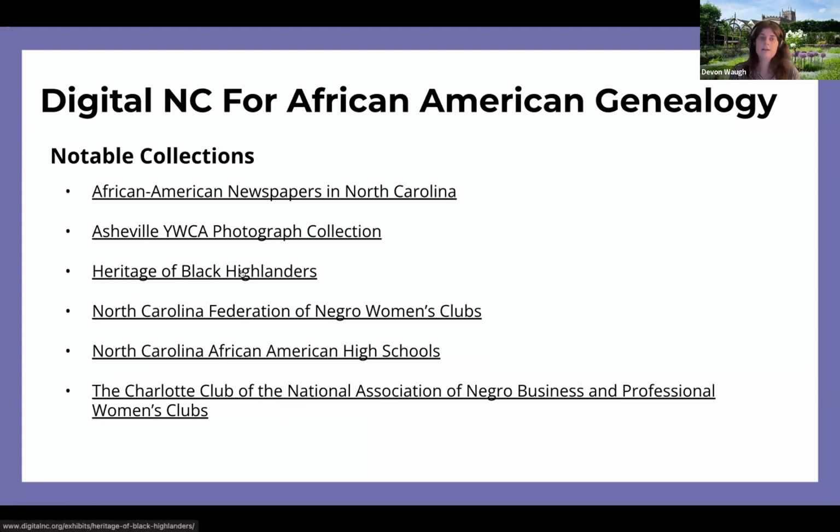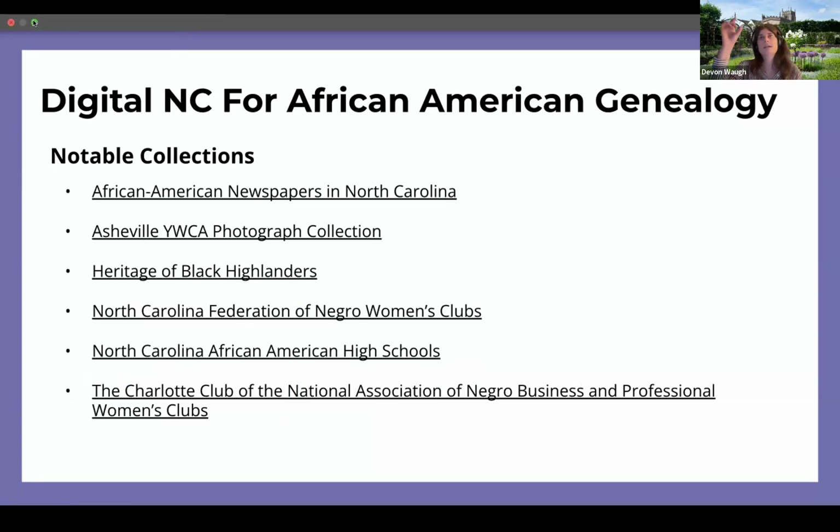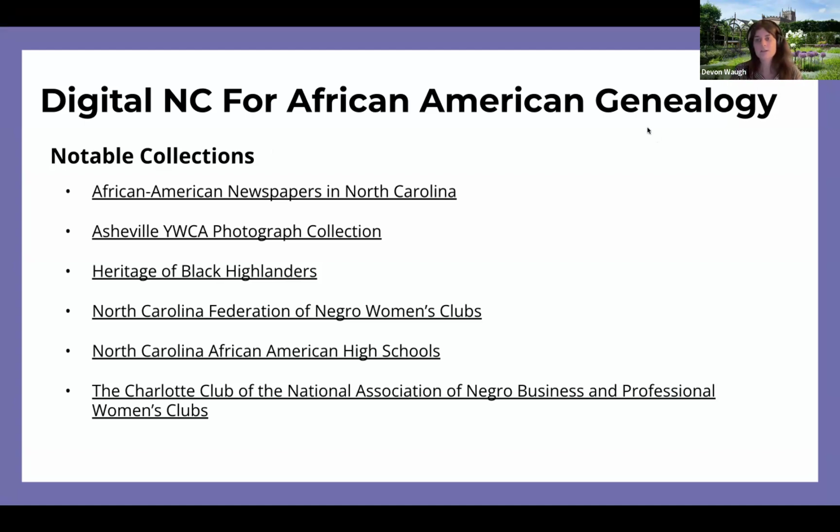One thing that I recommend with digital NC is if you go to their website, they have a tab that says Browse by County or Browse by Exhibit. If you click Browse by Exhibit, that's where you'll find the content of the website organized into these collections like newspapers or yearbooks or particular contributing institutions.